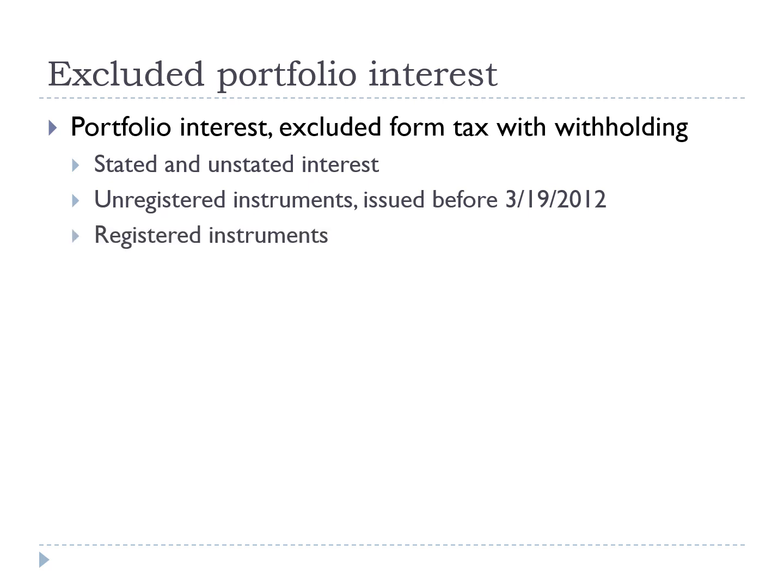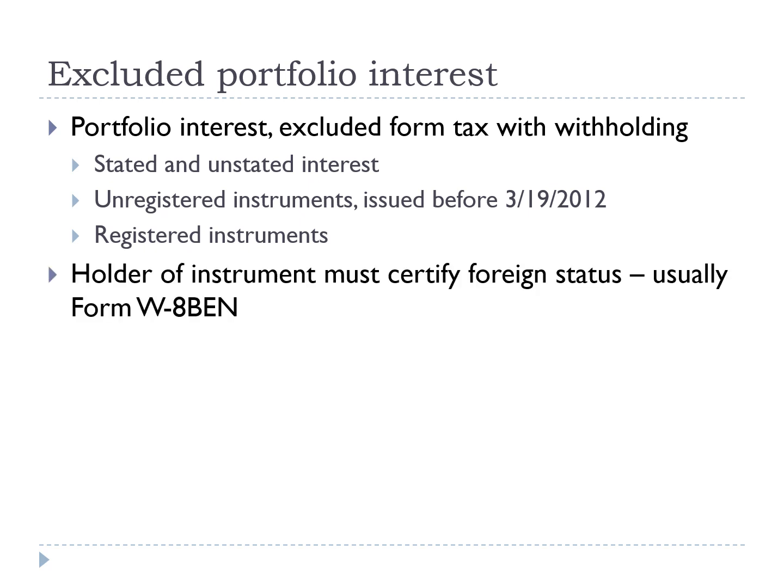And debt obligations issued in registered form. To qualify for the exception from tax, the holder must provide the borrower with a certification of foreign status, such as Form W-8BEN.